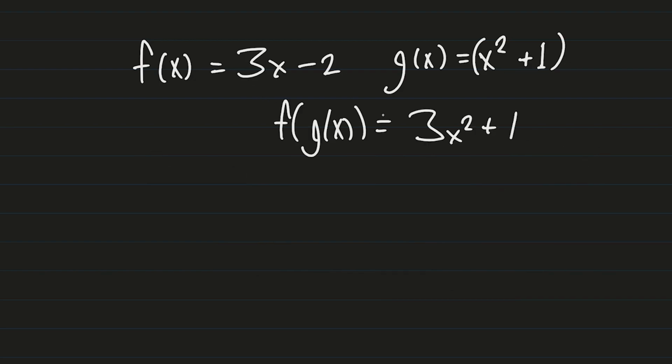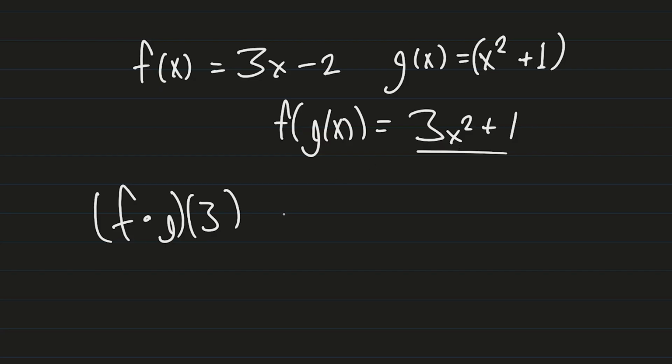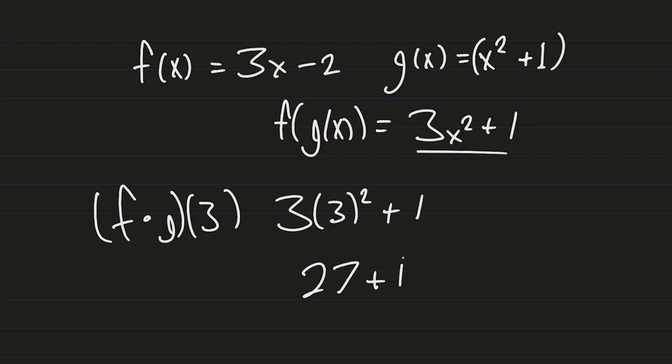Now, with this new bit of knowledge that f of g of x is 3x squared plus 1, let's try to find f of g of 3 per se. So now that we know f of g of x is 3x squared plus 1, we can just plug in 3 for x, right? We'd have 3 times 3 squared plus 1, which is 27 plus 1, or 28, right?